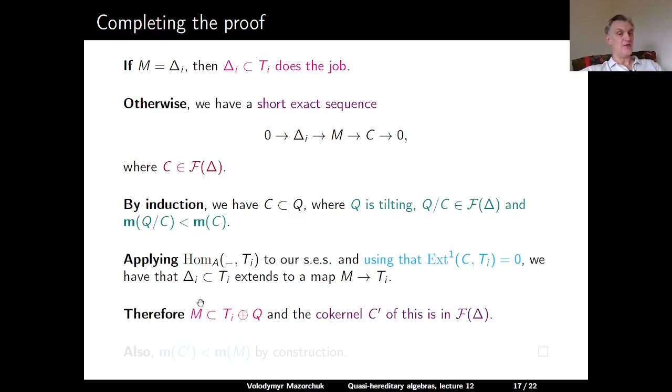And therefore, we can embed M into Ti direct sum with Q, and the cokernel of this embedding will have a delta filtration. And by construction, the bold M invariant of C prime will be strictly smaller than the bold M invariant of the original module M. And this completes the proof.